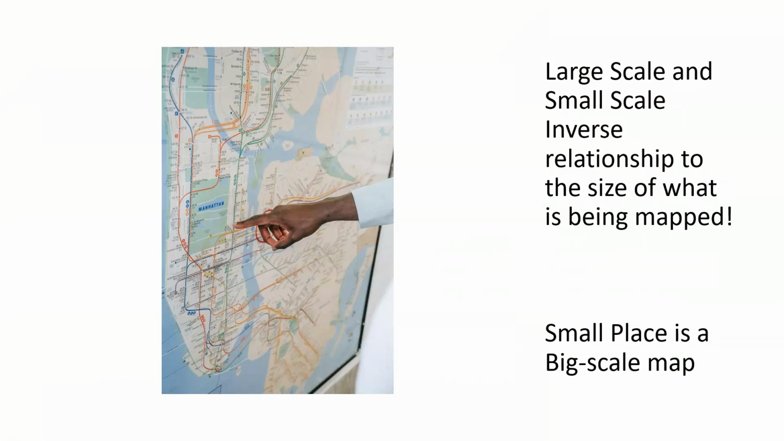On the other hand, small places are going to have a big scale map. So we have a map here of the transit subway system for New York City. Relative to the entire world, New York City is pretty small. So we would say that this small local map has a big scale. Remember, it is an inverse relationship.